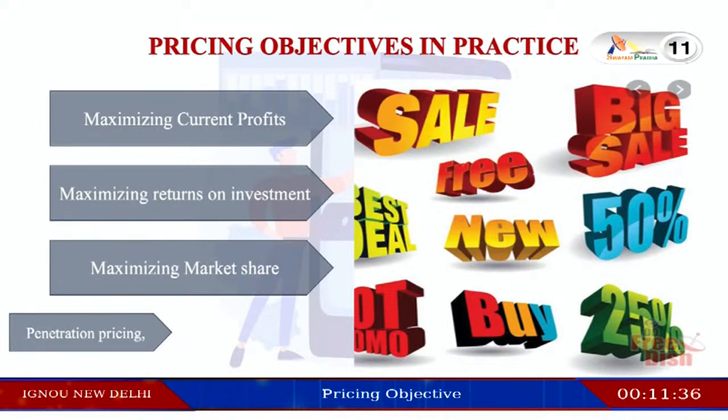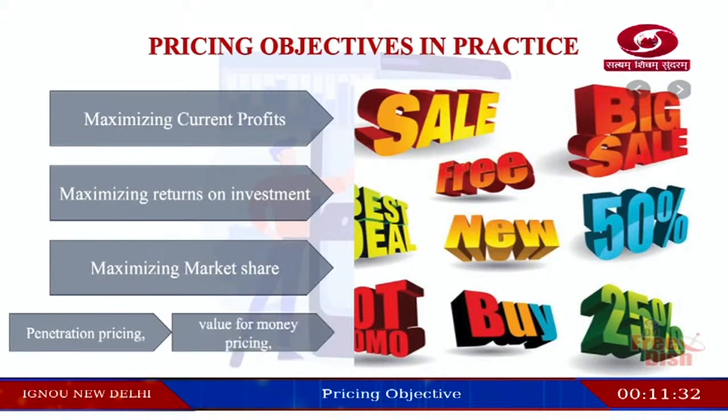Then another objective which is also related to maximizing market share is value for money pricing. You look at the consumer's capacity to pay and then you try to create a very small margin for your product so that you do earn something, but it is very good value for the customers compared to the other competitive products. So it's value for money pricing. He's getting very good value for the money that he's paying.